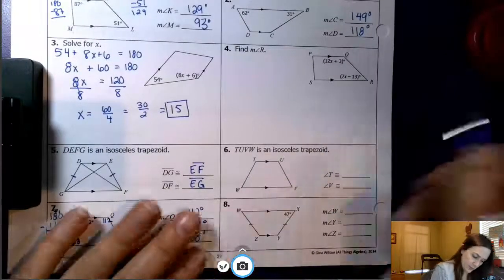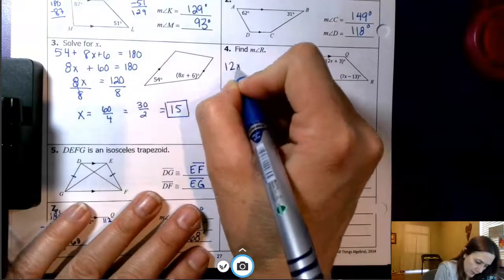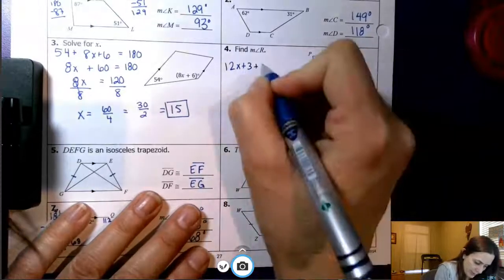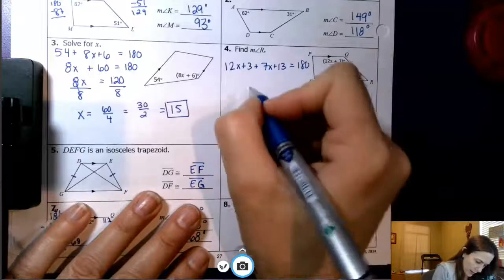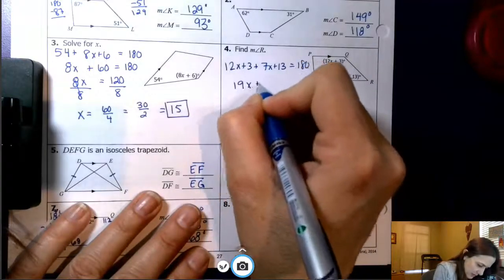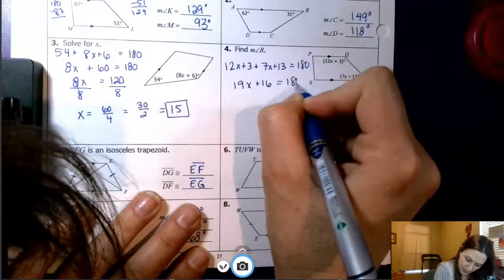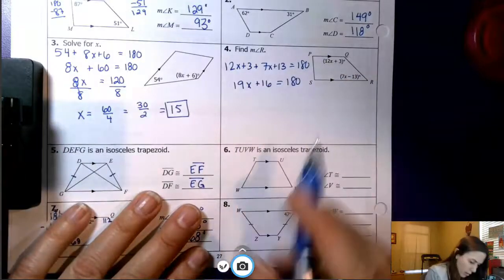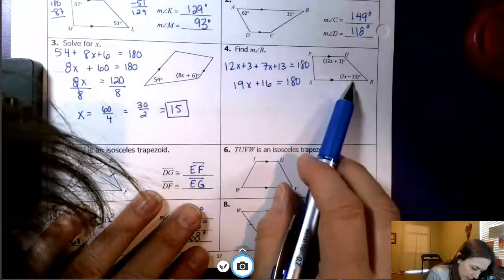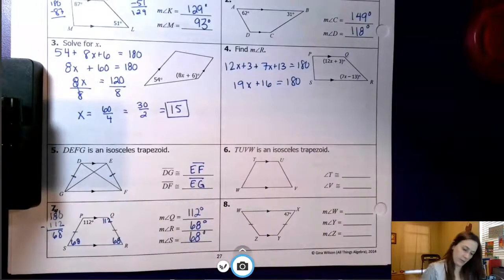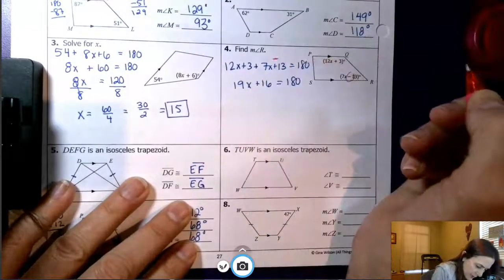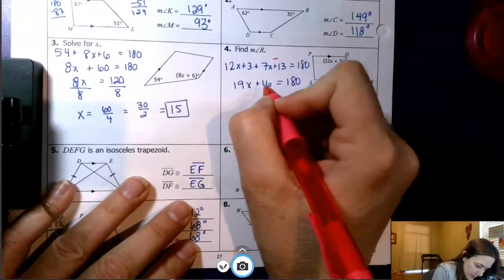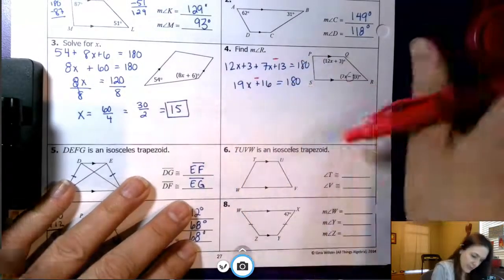These two have to add up to 180. 12x plus 3 plus 7x plus 13 equals 180. Get 19x plus 16 equals 180. Oh, no, I don't. That's a negative 13. Be really, really careful with your signs. That's a negative 13. So 3 minus 13 is going to give me a negative 10.